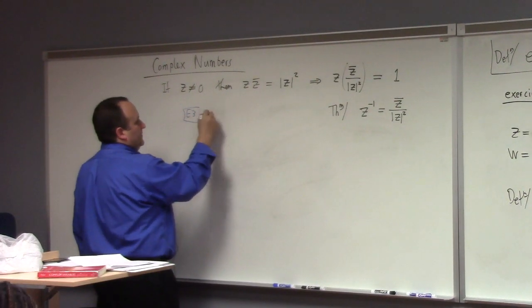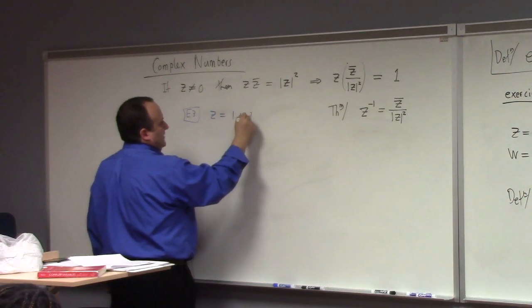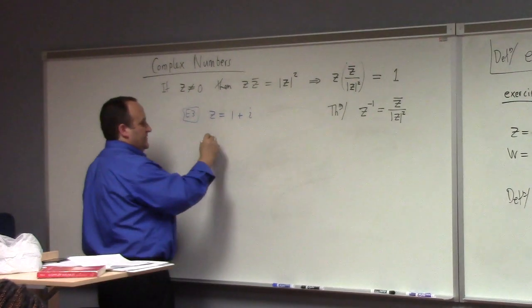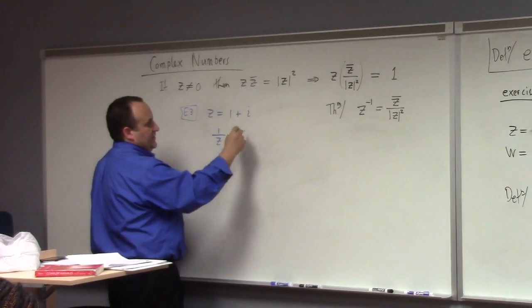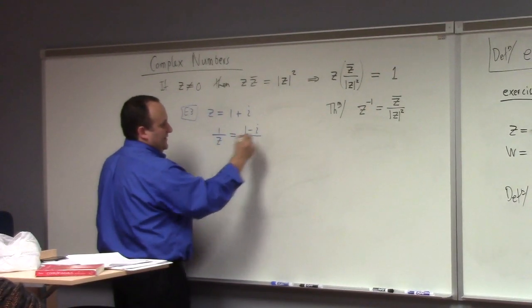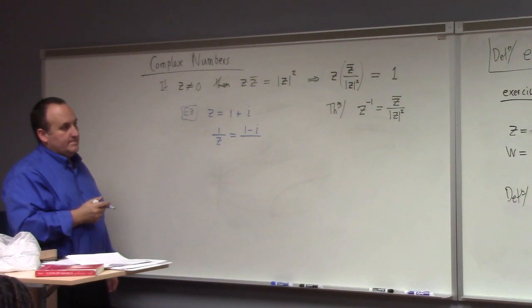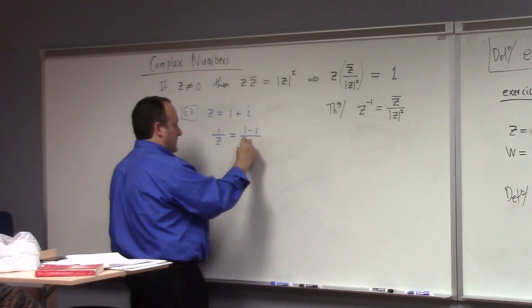What if I have, I don't know, z equal to, how about 1 plus i? We like that one. All right, so what's 1 over z? According to my formula, we get 1 minus i divided by what? Square root of 2. Oh, square root of 2, yeah.